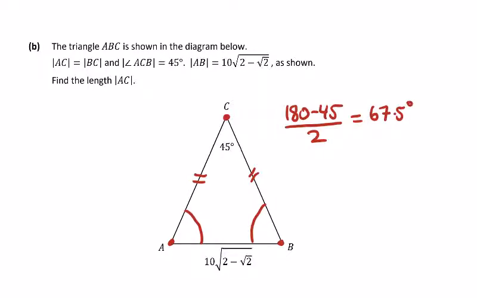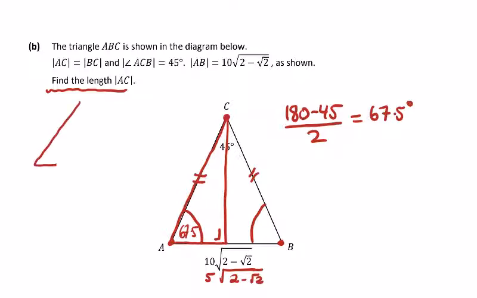We're asked to find AC. So what can we do here? I could use sine rule maybe. Might be the easiest way to do it. Or I could drop a perpendicular bisector down here. This will be then 5 times 2 minus root 2. And I have 67.5 in here. So I've got my right angle triangle with my angle 67.5. I'll call it A. 5 times 2 minus root 2, just to confuse you.